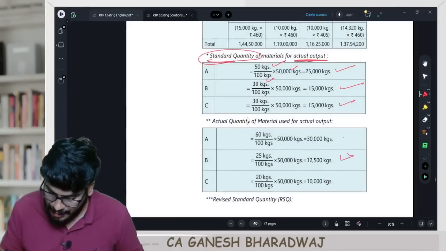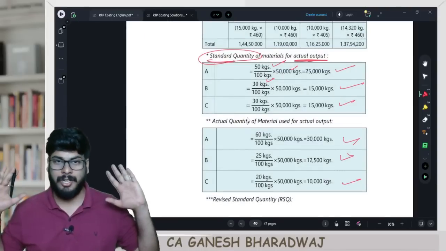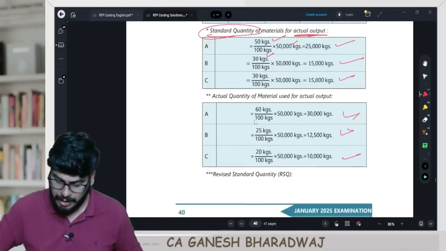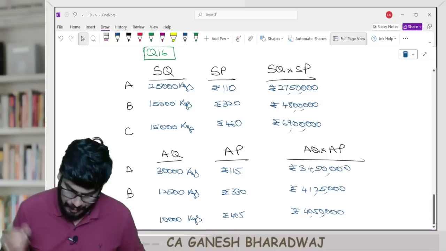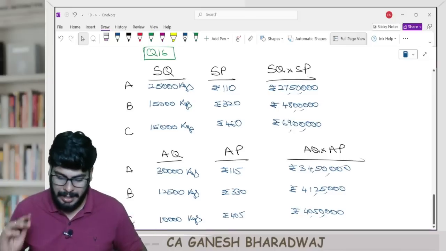They have arrived at the actual quantity also. Are you clear with this, guys? This is what they have done. Nice. Fine. So now look at this. I have compiled it and I have put it here.